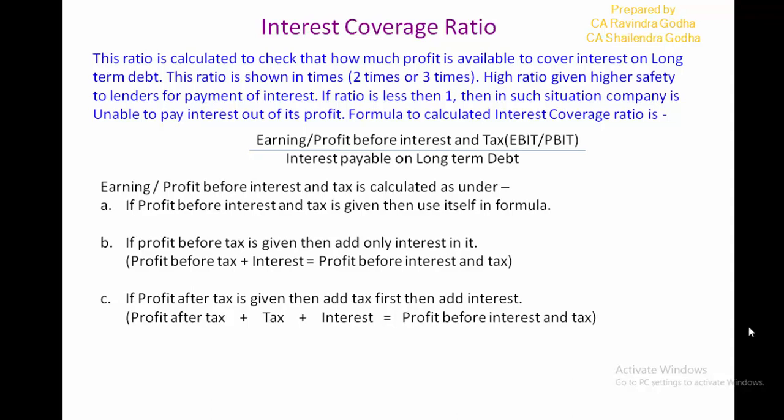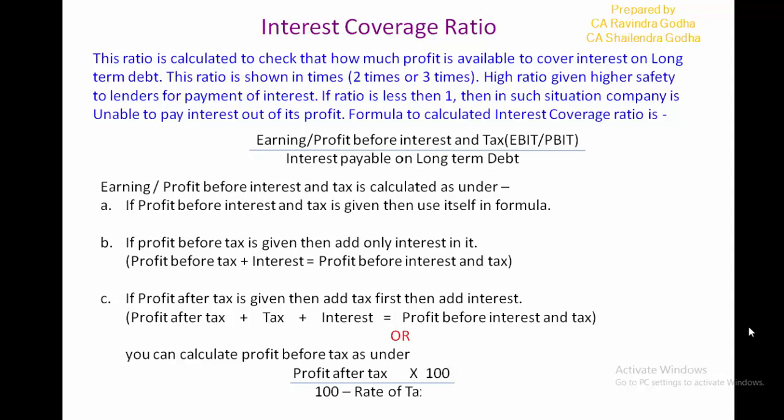If the value of tax and interest is given in the question, then we can easily calculate profit before interest and tax. But if the rate of tax is given, then we have to use another formula. You can calculate profit before tax as under when the rate of tax is given in the question: profit after tax into 100 upon 100 minus rate of tax. In this way, you get the value of profit before tax and add interest to it to get profit before interest and tax.